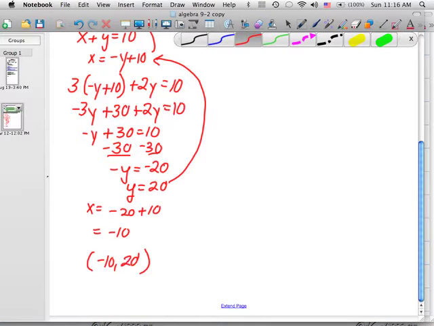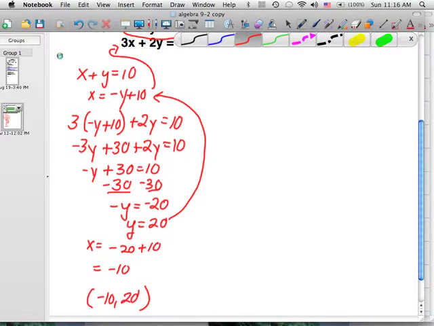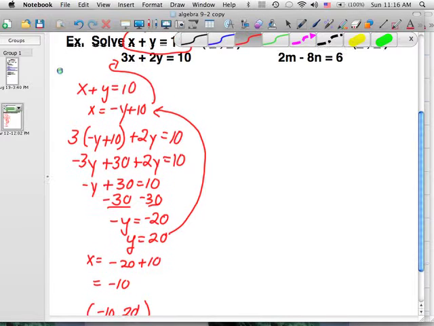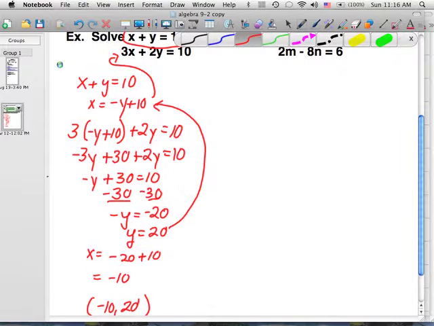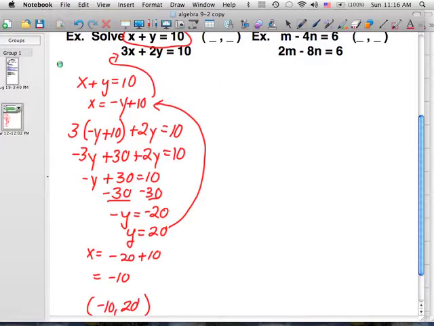And I could plug that back in and make sure that it does work. So negative 10 plus 20 is 10. And 3 times negative 10 is negative 30, plus 2 times 20, 40, that makes 10.